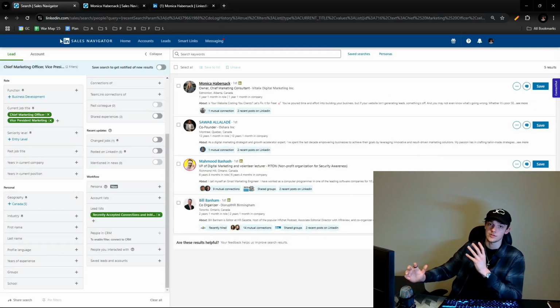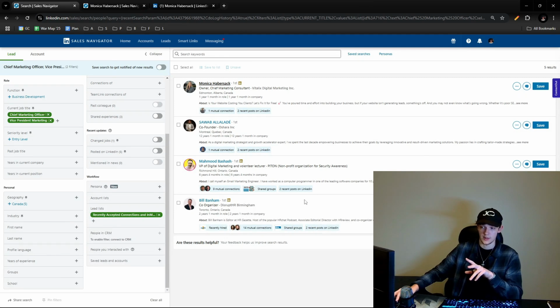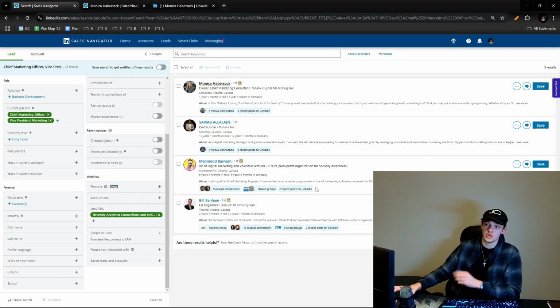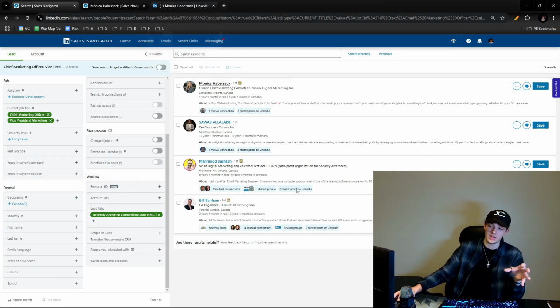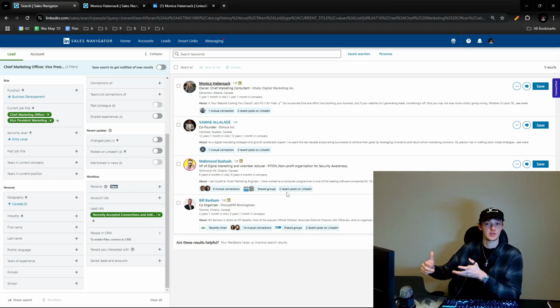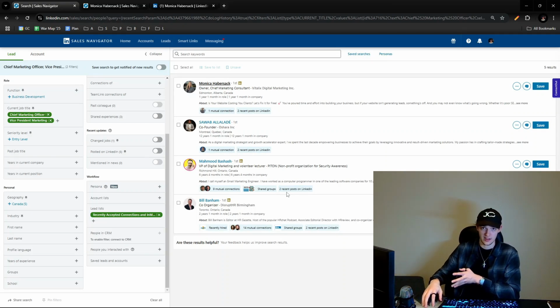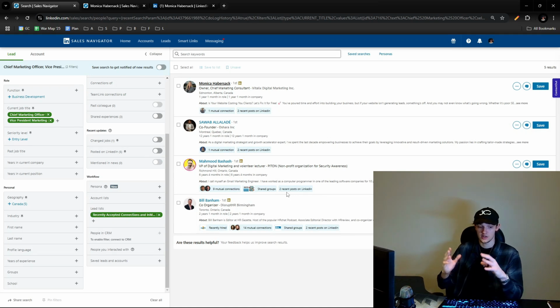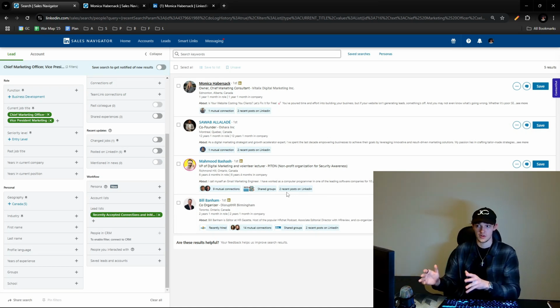Now what you would do after that, the second way to reach out to people is through in-mails. Most people will not have this, but some people will have something called an open profile, meaning that you're able to message these people without being connected to them.